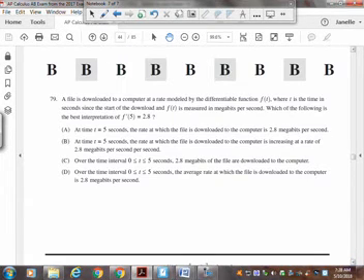All right, on number 79, it says the file is downloaded in a computer at a rate modeled by the differentiable formula f of t, where t is the time in seconds since the start of the download, and f of t is the measure of megabits per second. Which of the following is the best interpretation of f prime of 5 equals 2.8? Well, first of all, let's talk about the original function. In the original function, t stands for seconds, and the function itself, the y value, is megabits per second. It's already a rate. Everybody agree?